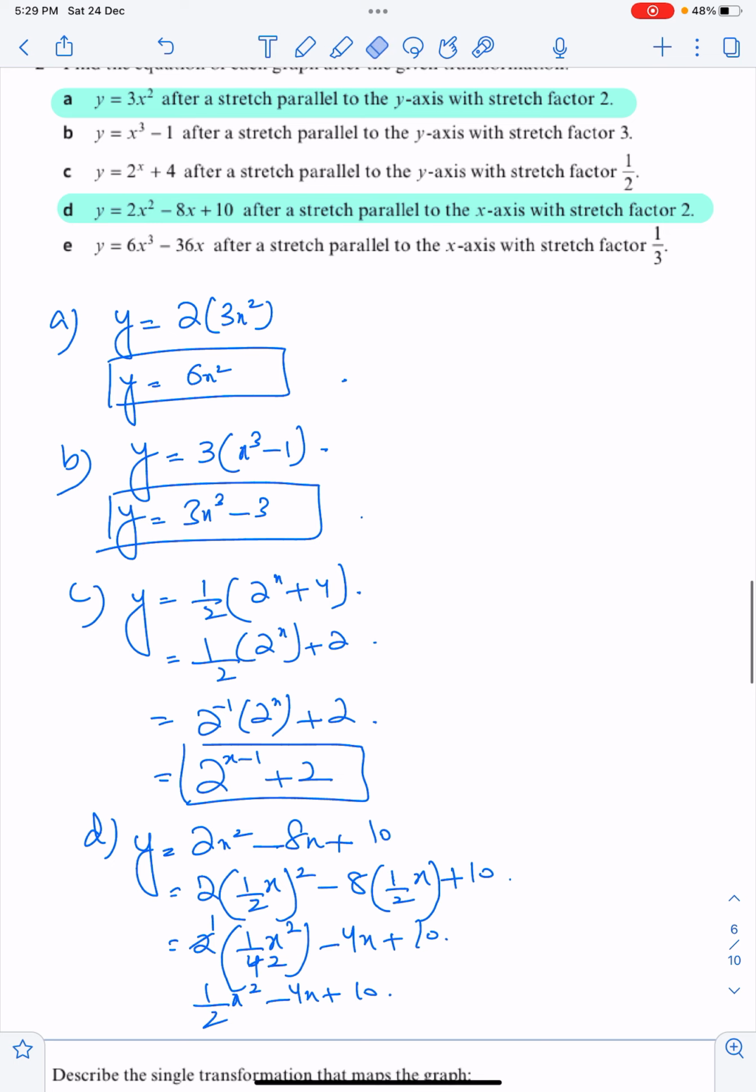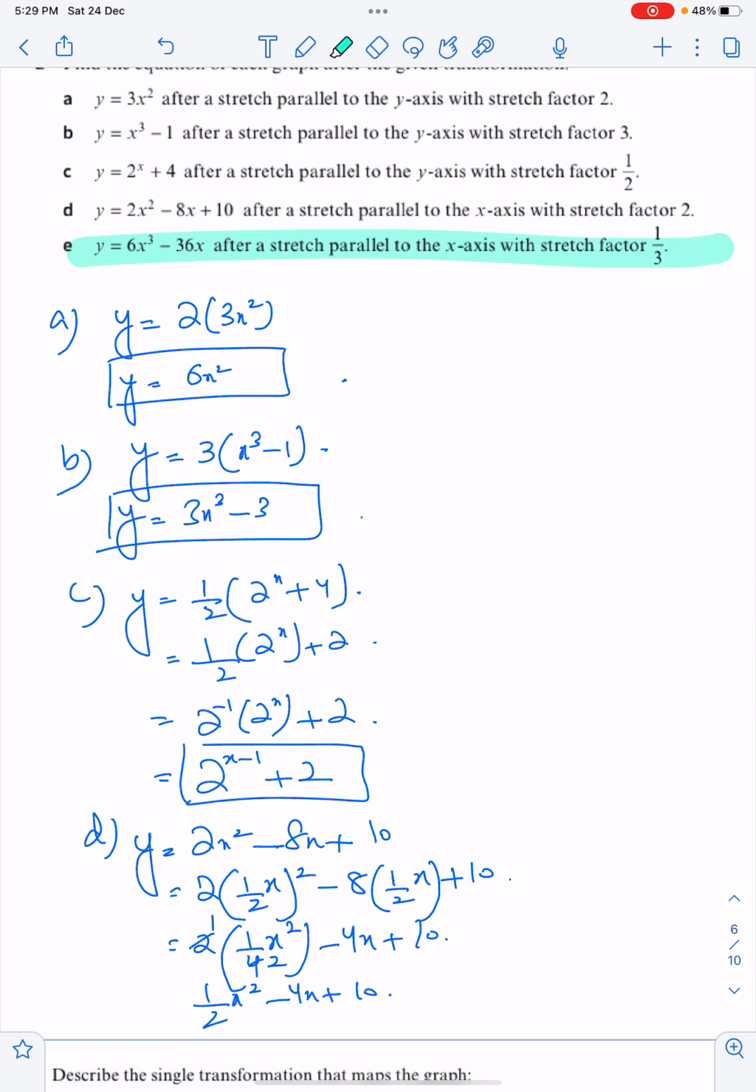Okay, the last part now, which is the E part. It says stretch parallel to the x-axis, meaning the horizontal stretch, with stretch factor 1 upon 3. If stretch factor is 1 upon 3, that means in place of every x you have to plug in 3x. So, for the E part, I am writing the equation as it is as a first step. In place of every x I have to write 3x.